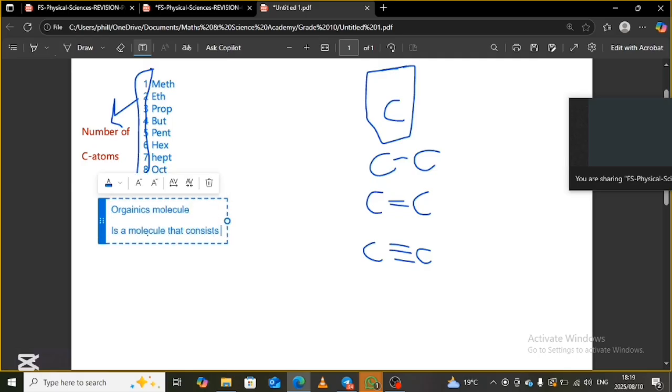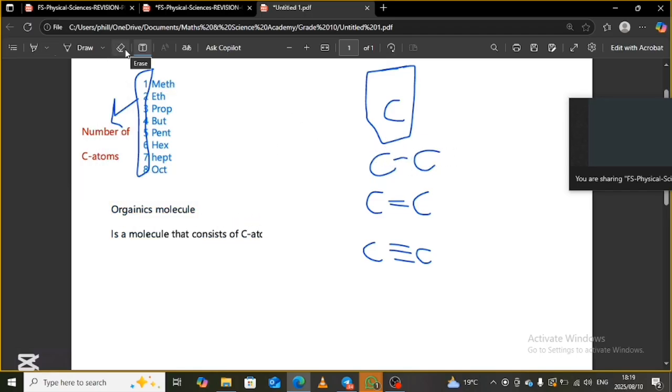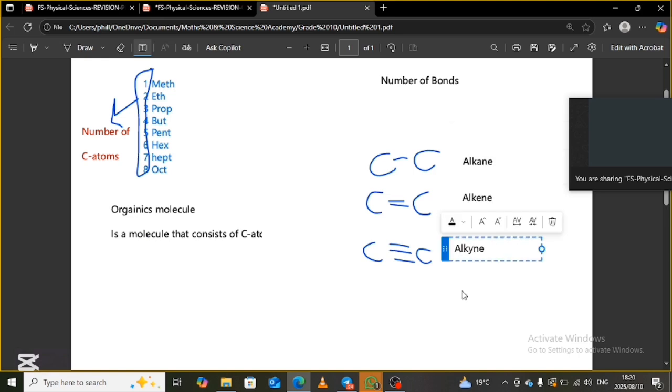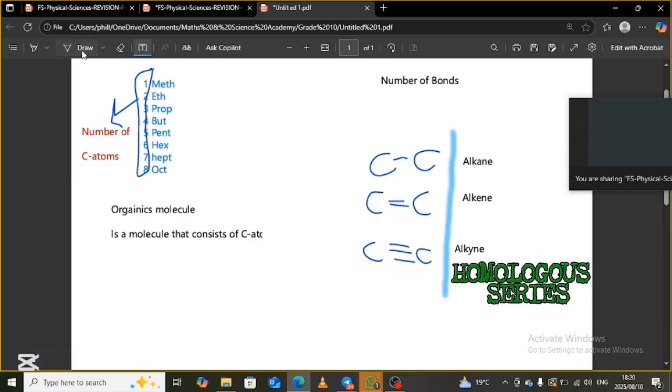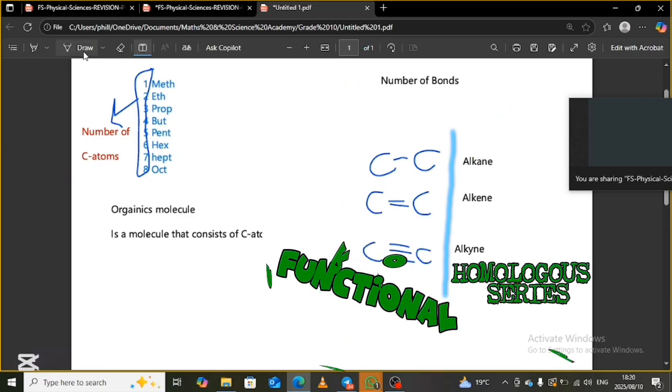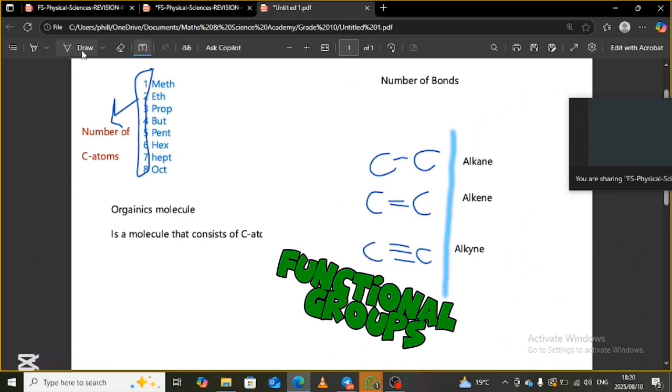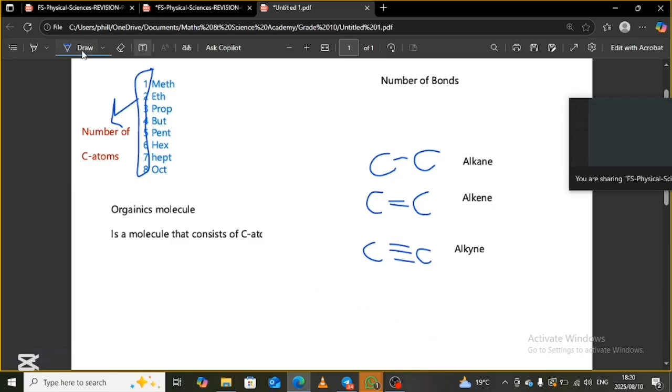Hence, we know that organic molecules are molecules that consist of carbon atoms, so most of the time we'll be looking at carbon atoms. Remember, single bonds represent the number of bonds. We have only 1 pair of electrons, so these are called alkanes. For double bonds they are called alkenes, and for triple bonds they are called alkynes. Hence, alkanes, alkenes, and alkynes are our homologous series, and the structures on the left hand side represent their functional groups.